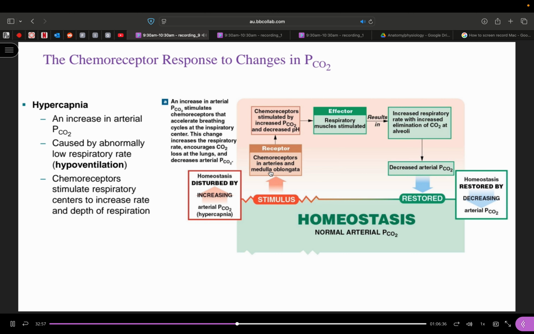We can faint. That's why a lot of people, when they hyperventilate, they can faint.